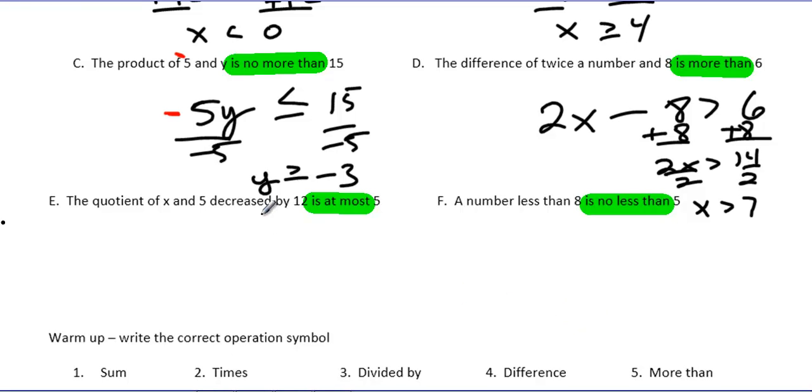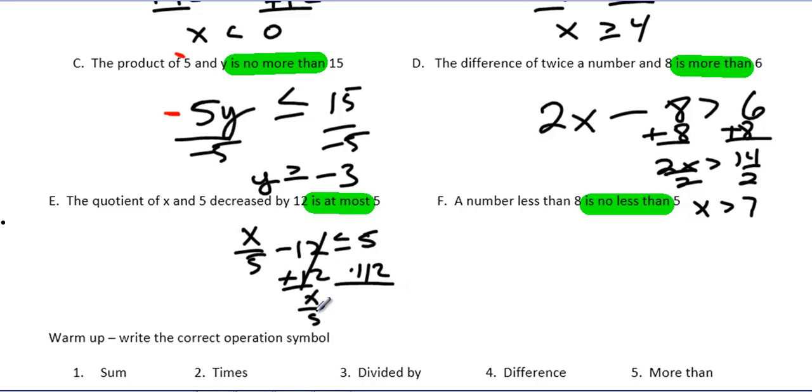Two more to go. Taking a look at this one. Is at most 5 means the biggest I could be is 5, but I certainly could be less than it. But I could be equal to it, so I make sure I include that sign. Quotient means division, so I'm dividing x and 5, decreased by 12. So from there, I'm going to add 12 to both sides. I get x over 5 less than or equal to, I'm adding 12, so that's 17. Multiply both sides by 5, and x is less than or equal to 85.